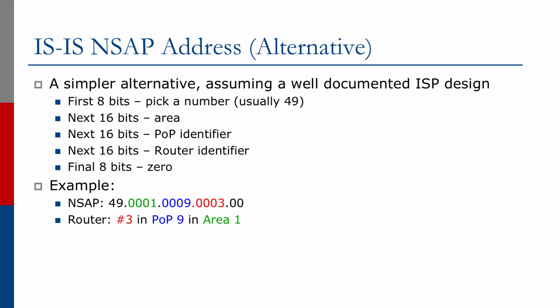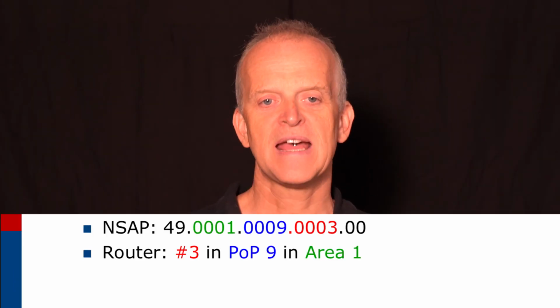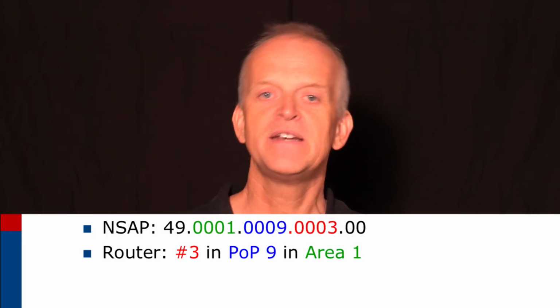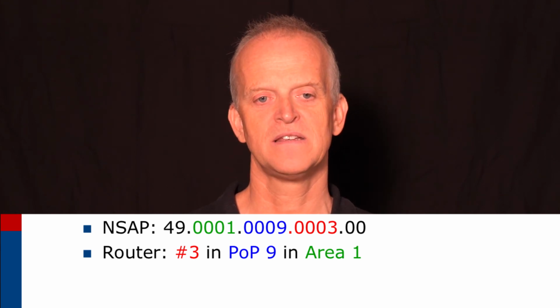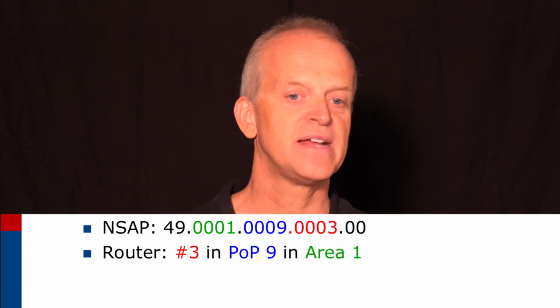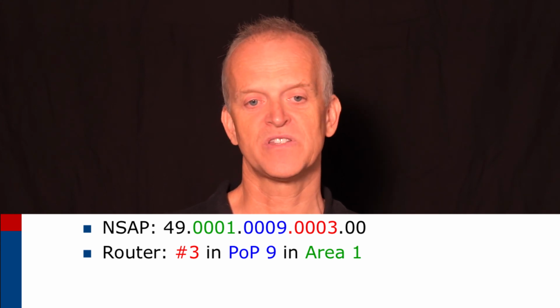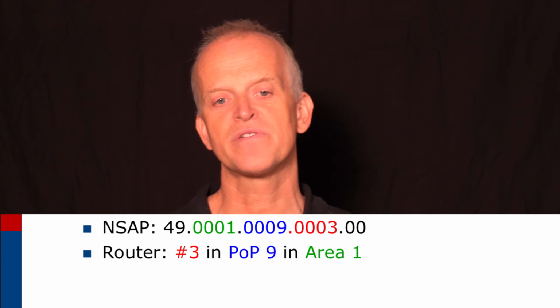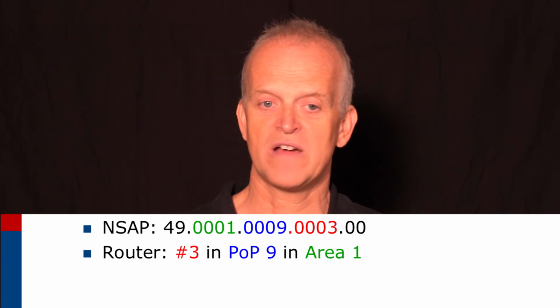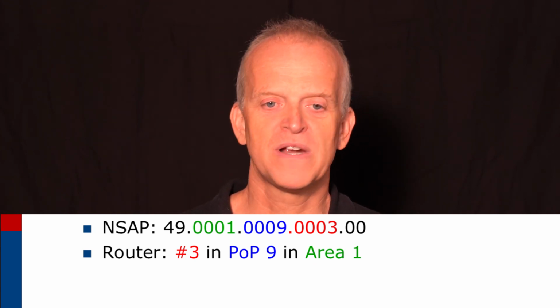Many operators who are deploying IPv6 use a similar type of POP and router identifier scheme for doing the v6 addressing across their backbone. So this NSAP addressing plan maps very nicely onto deployed v6 addressing plans. So in the example I've shown, the NSAP address would be 49.0001.0009.003, which represents router number 3 in point of presence number 9.